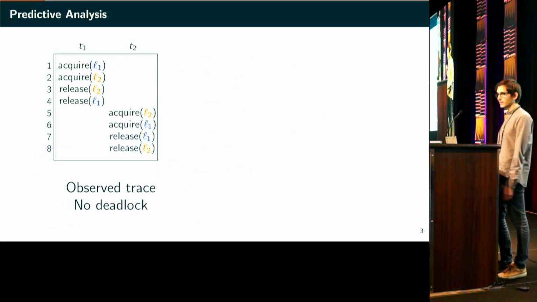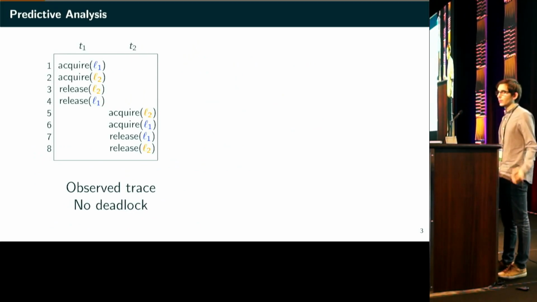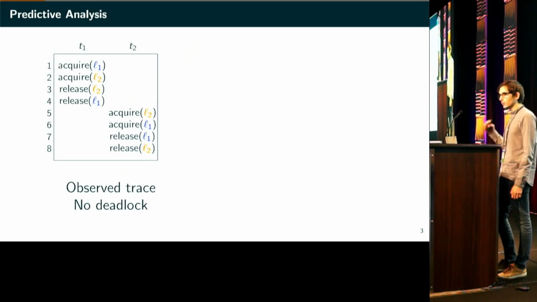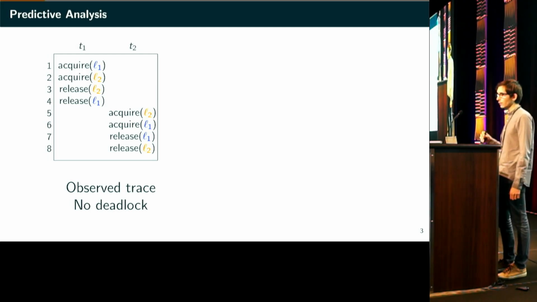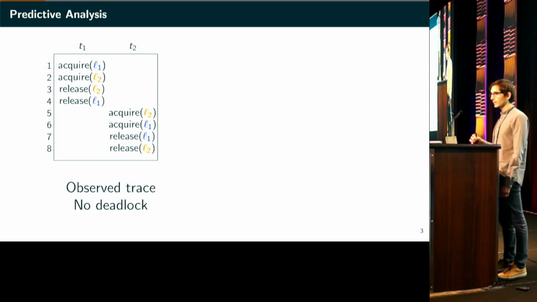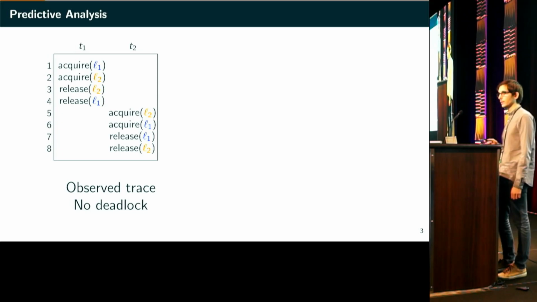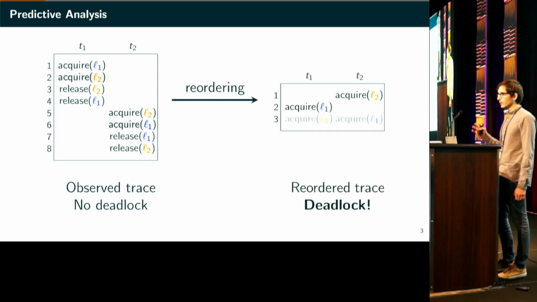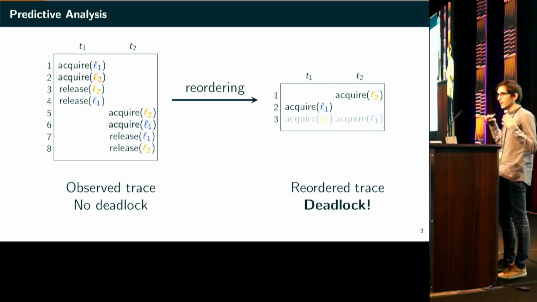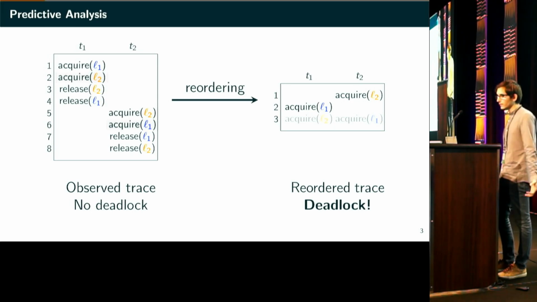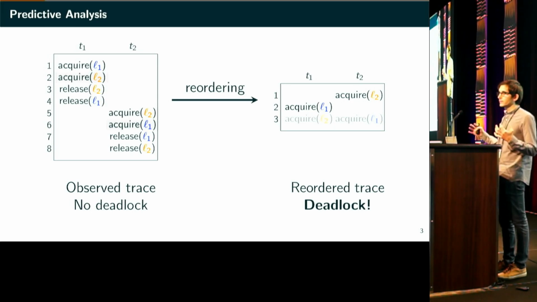So let me give an example that demonstrates the concept of predictive analysis. Here we have an execution, and observe that there are no deadlocks in it. However, in an alternative interleaving, there could actually be a deadlock. For instance, if thread 1 and thread 2 had both executed their first events, then we would arrive in a deadlock situation. So the main principle behind predictive analysis is to reorder the events of the observed trace with the goal of exposing a bug.